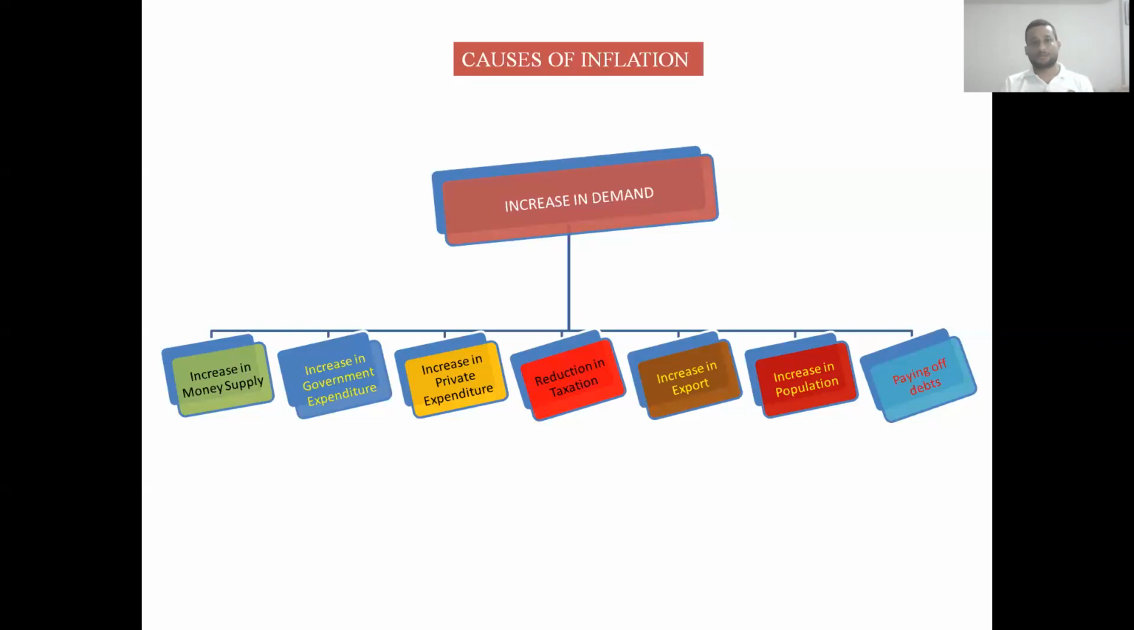So another cause: reduction in taxation and increase in private expenditure. Private expenditure can also create inflation in an economy. If the businessmen, the traders, the investors feel conducive to invest, to have more business and more trade in the economy, then they will invest more, as a result of which employment opportunities will definitely be generated and the circulation of money will definitely increase, and it directly helps to increase the purchasing power of the people.